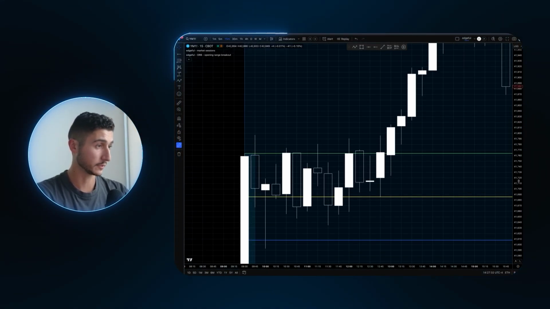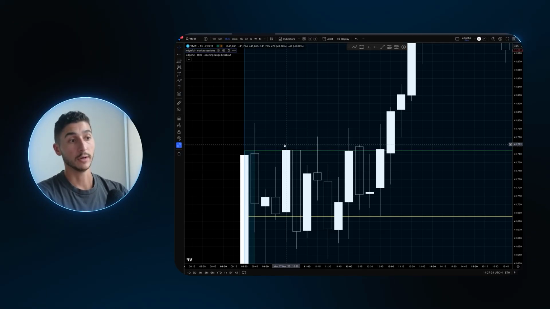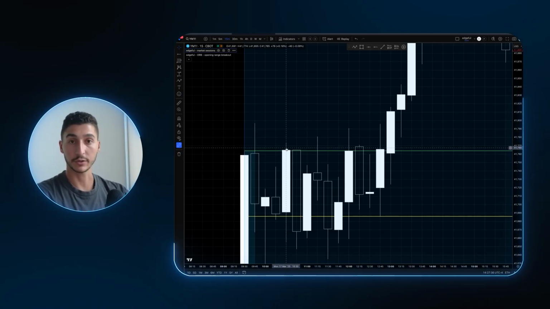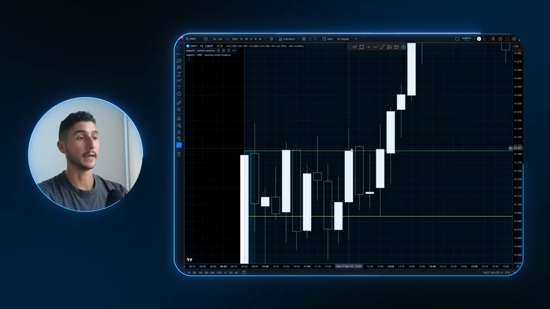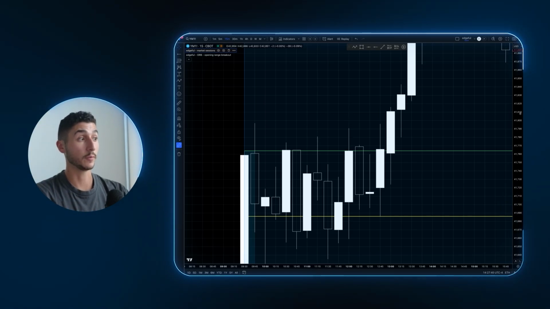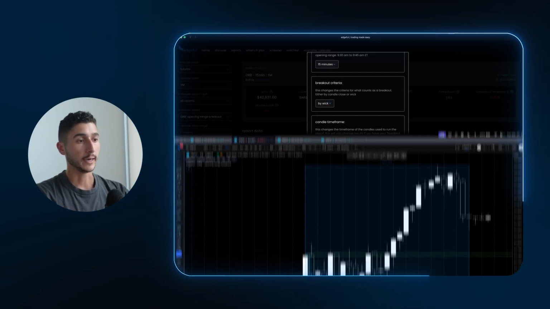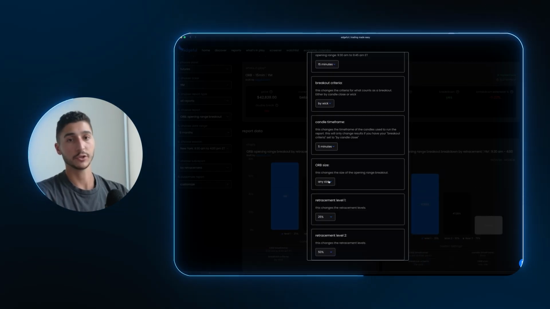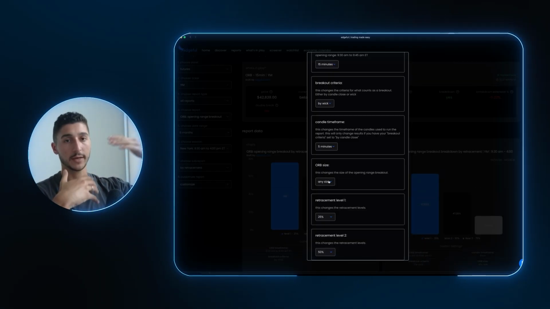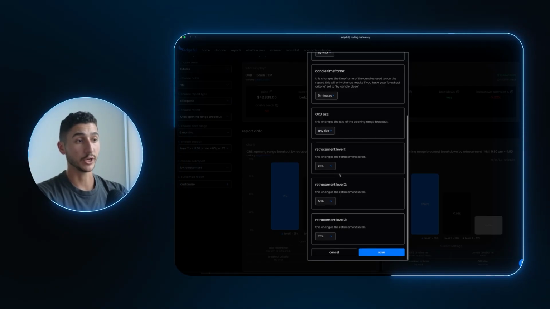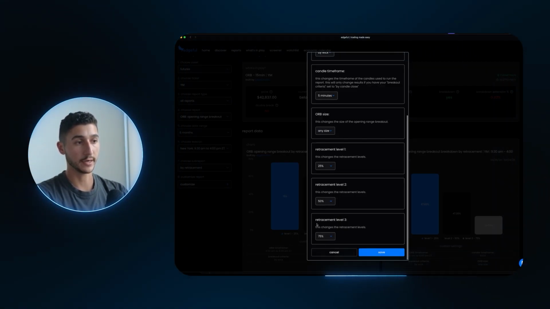So in this case, the first 15-minute candle to close would be this one here. I guess it did actually close outside on the 5-minute as well. So this one here would be the first 15-minute candle to close outside of the range. And then that would determine the start of the break. And then we can filter for any orb sizes. So bigger orbs will have different retracement levels, so you can filter there.